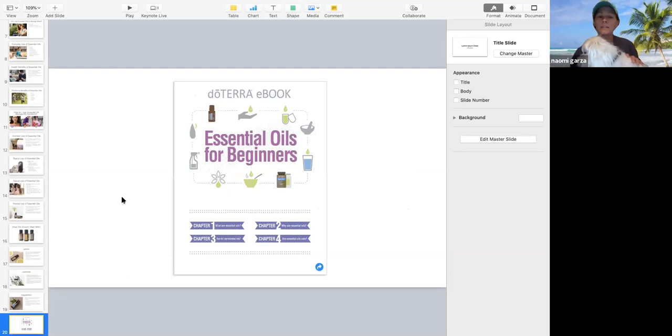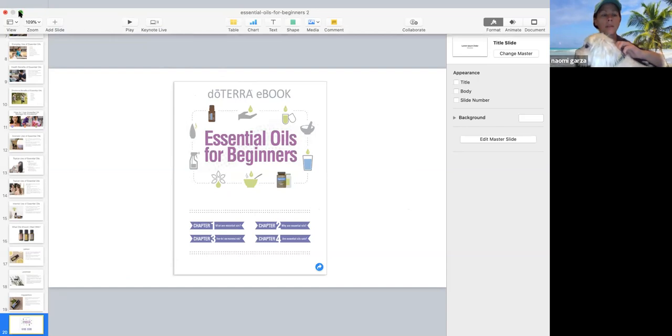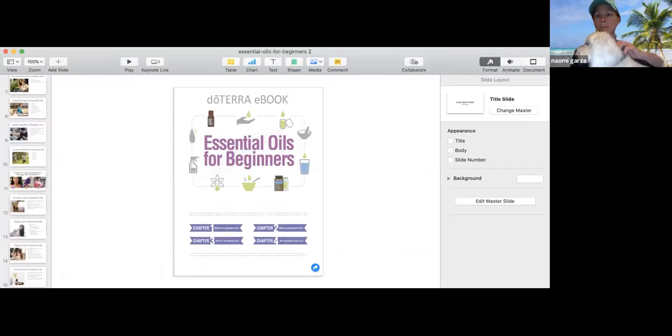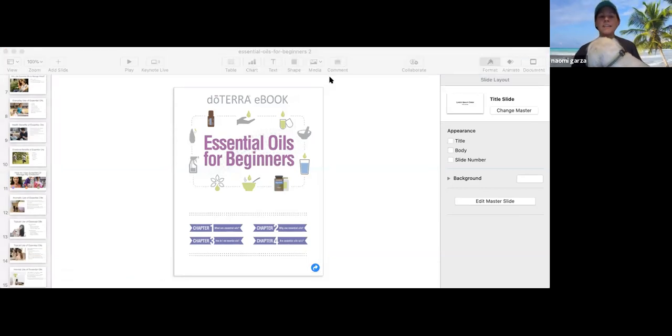So there is this ebook doTERRA has, and I can send you all the link. I'm going to see if this will let me minimize the screen and I can go to my website. Okay, there is the website. I don't know if I'm logged in. Colleen, hopefully you've logged into your account. The best way to get oils from them is to join and get a wholesale account.